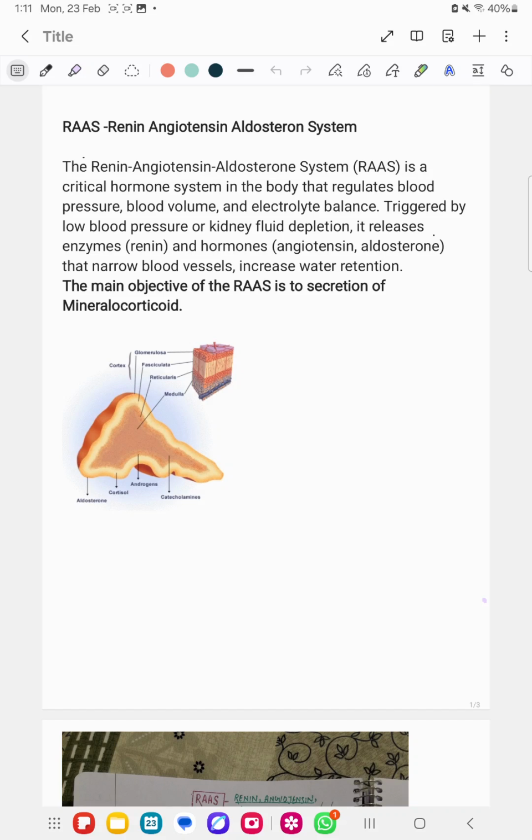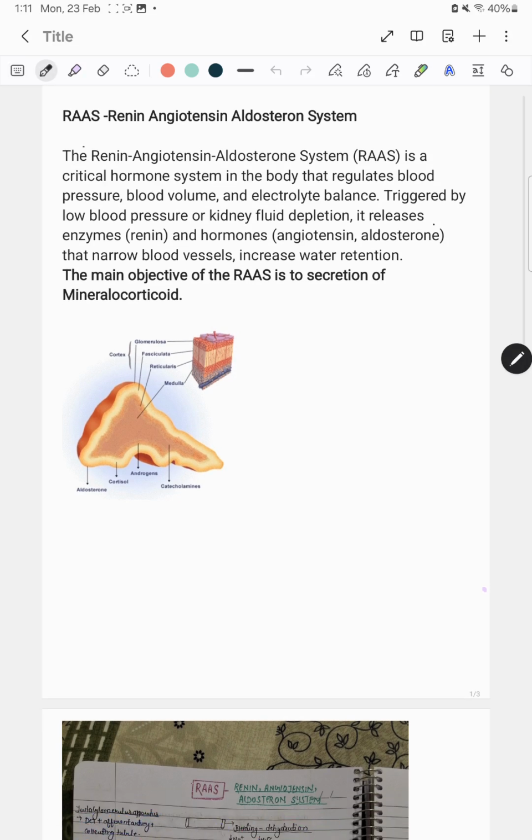So, what is the main objective? The main objective of RAAS is the secretion of mineralocorticoid. Now, the question arises: what is mineralocorticoid? It is also known as aldosterone. Aldosterone is a hormone which prevents our body from dehydration and excessive bleeding.